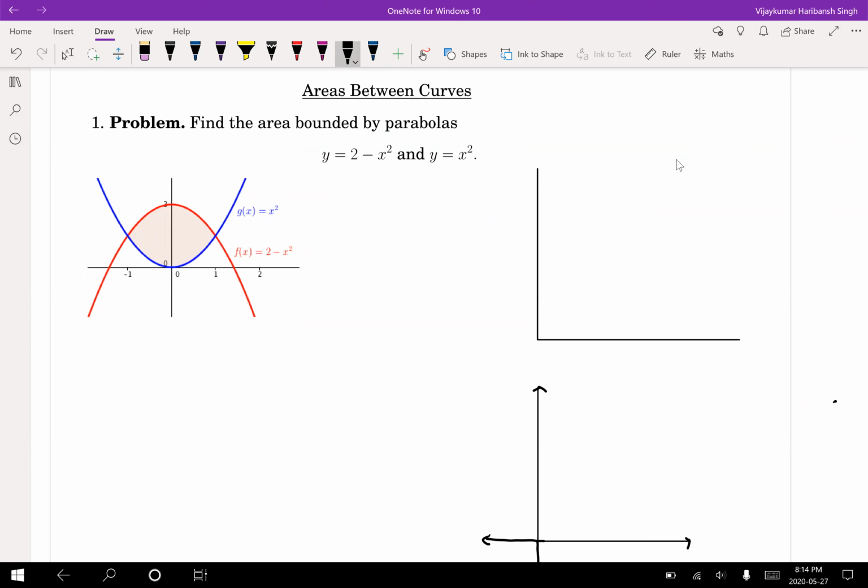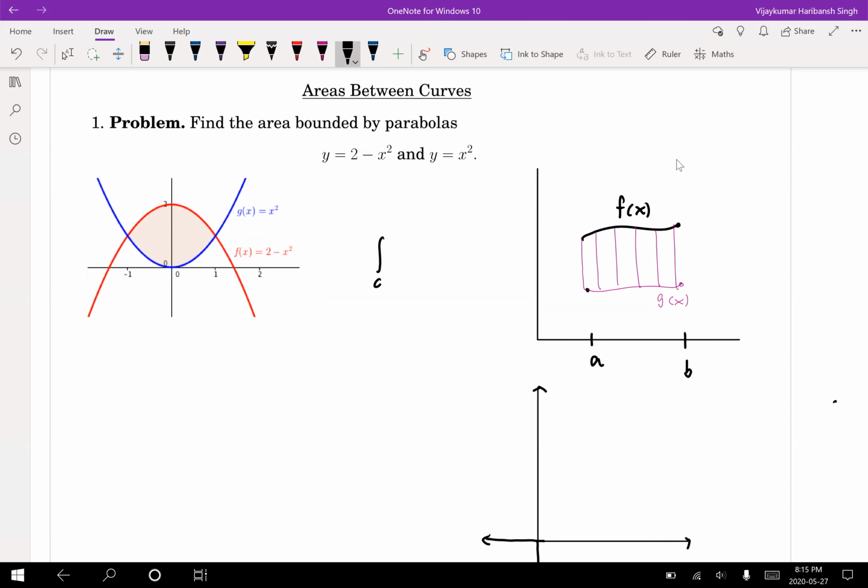So note that if you have two functions, let's take f of x, and let's take another function, say g of x. This is your g of x. Then we want to compute the area between these two curves, right? So suppose we want to be able to compute this area.